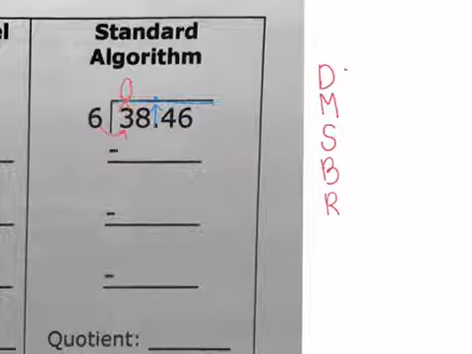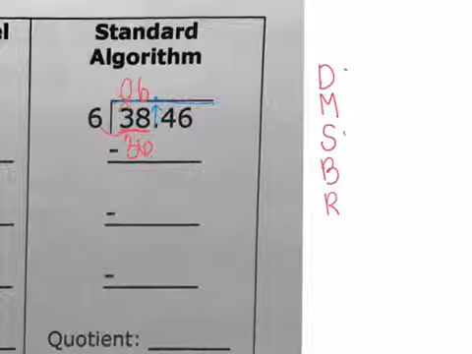But I can move over and I can combine these place values now. And now I can think, how many groups of 6 are there in 38? Well, I know that there are perfectly 6 groups of 6 in 38, which equals 36. Sister is going to tell us to subtract, and I get 2.